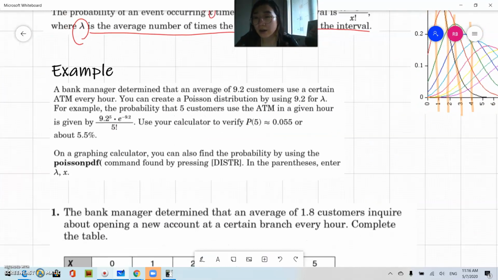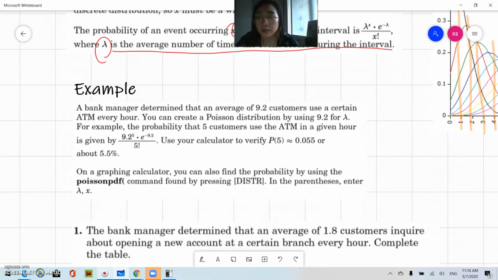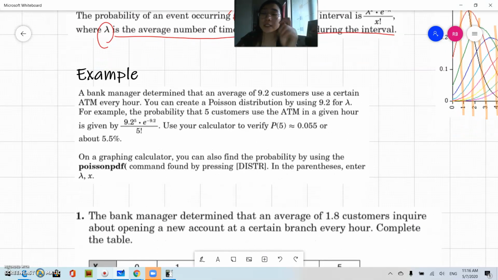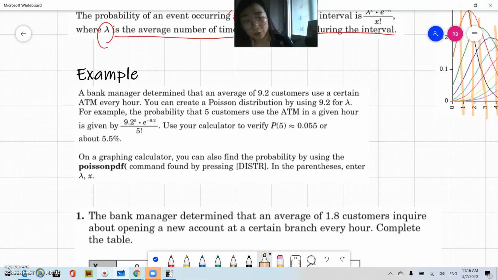So let's look at how we might be able to solve these problems. Let's read the examples together. A bank manager determined that an average of 9.2 customers use a certain ATM every hour. So then lambda is 9.2. Let's say you want to find the probability of 5 customers using the ATM in a given hour. How likely is that?